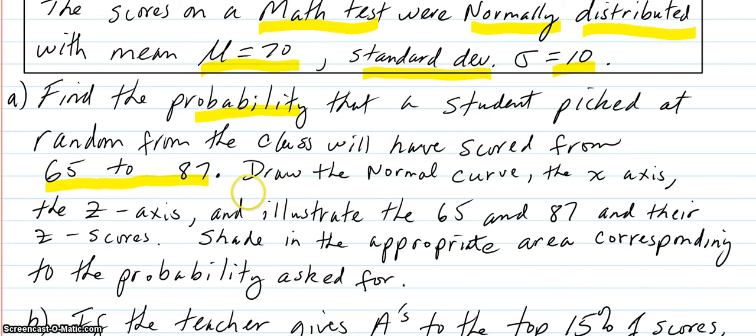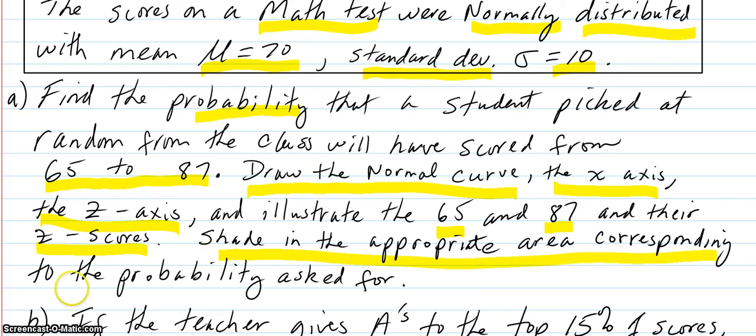So we're supposed to draw the normal curve, put the x-axis on there, the z-axis, and illustrate the 65 on there and the 87 and their corresponding z-scores. Then we're supposed to shade in the appropriate area corresponding to the probability asked for.